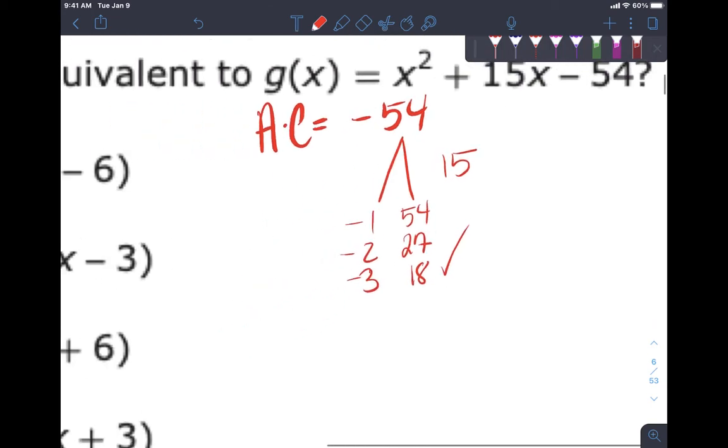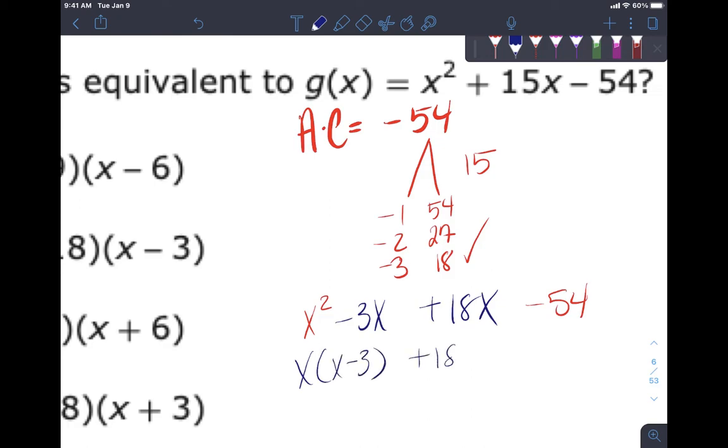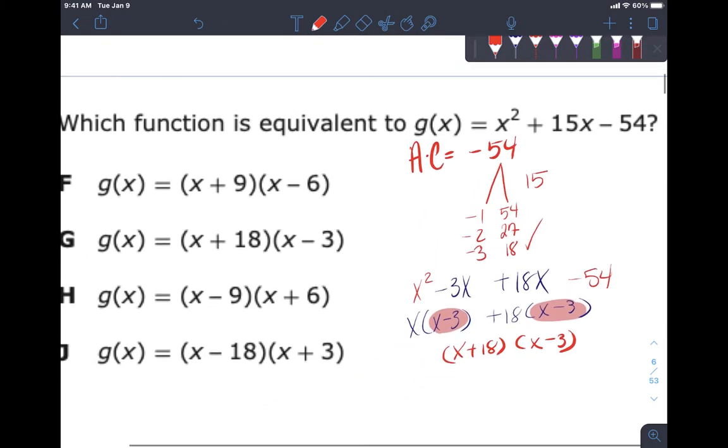So let's go ahead and split apart that B value. And I'm going to go ahead and factor out from just the first set. Now I'm going to factor out from just the second set. I'm going to ensure that the insides are exactly the same. And then I'm going to combine like terms. Now I'm going to go ahead and look, and it appears as though answer G is the correct answer.